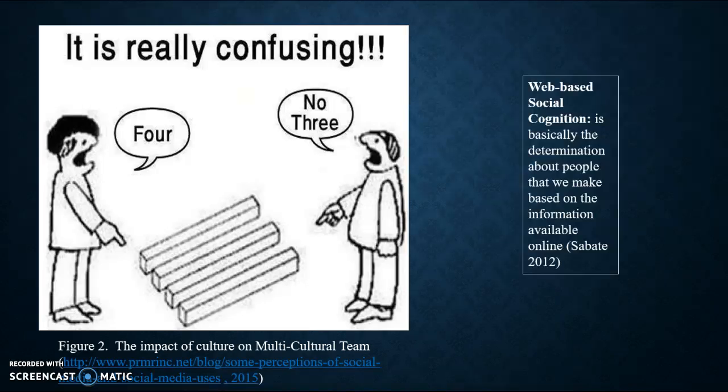Web-based social cognition is basically the determination about people that we make based on the information available online. An example, looking at figure 2, is two people looking at the same thing from different perspectives and seeing two different things. Similar to somebody going on a dating website, picking a date based on the information they have in their profile and the pictures, and when they meet, then they're not the person that they were hoping for.